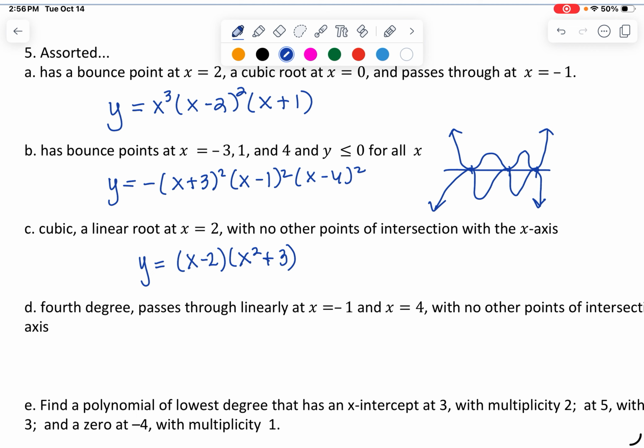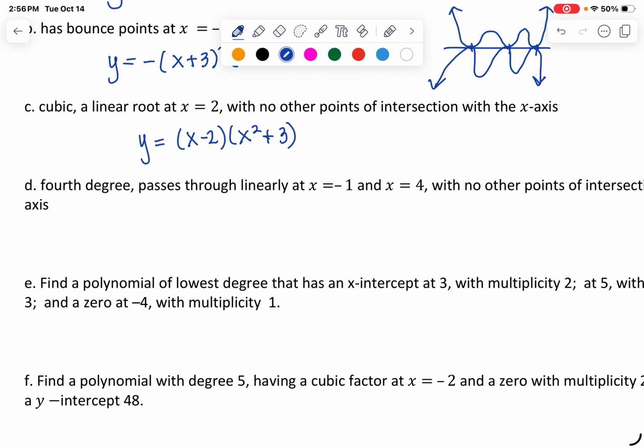All right, fourth degree, so quartic, passes through linearly at x equals -1, so x plus 1 is a factor. Linearly means exponent of 1. x minus 4 is a factor. And then no other points of intersection, so imaginary zeros. So I'll change it up and put x squared plus 8.